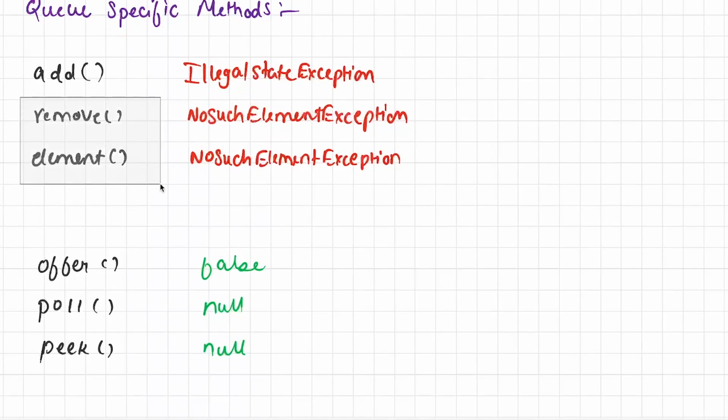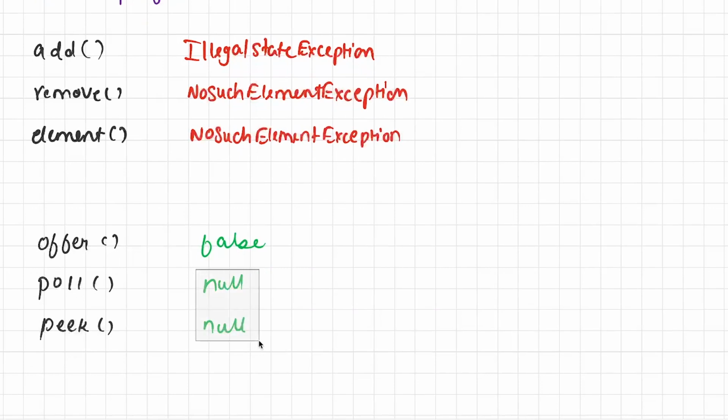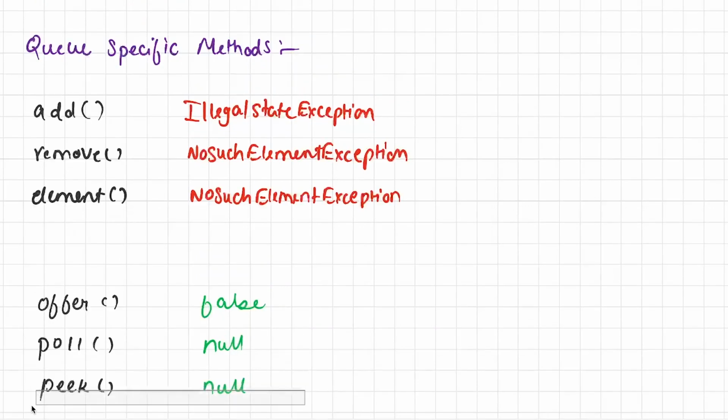Similarly, when the remove and element methods are called on an empty queue, they're going to throw a NoSuchElementException. Whereas if you call poll and peek on an empty queue, they simply return null, and here this null value indicates that the queue is empty. So these are all the methods that we can call on ArrayDeque when using it as a queue data structure.